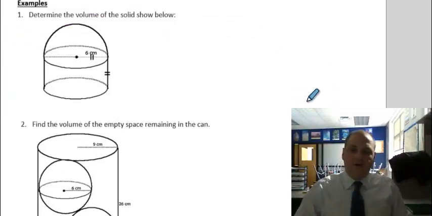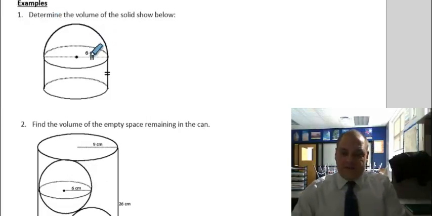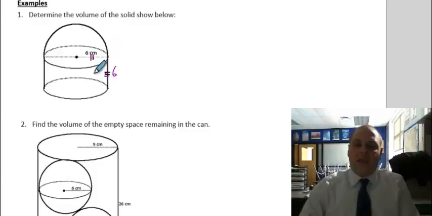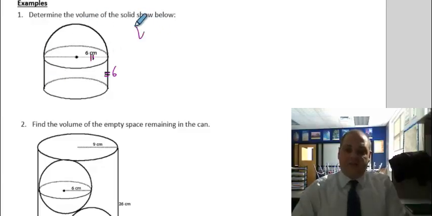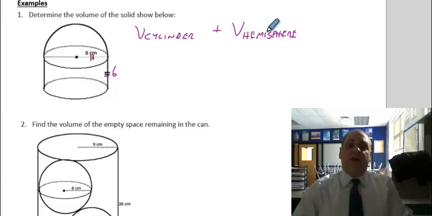So some examples here. Determine the volume of the solid below. Notice how they say this is congruent. See the little congruent mark? So that means the height of this cylinder is also 6. So what we have here is a cylinder and then we got a hemisphere. So to get the whole solid, it's going to be the volume of the cylinder plus the volume of the hemisphere.